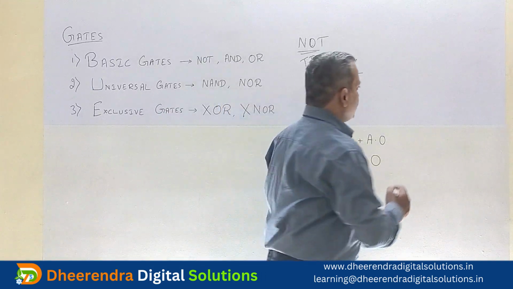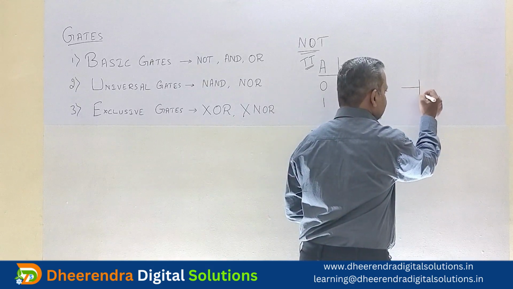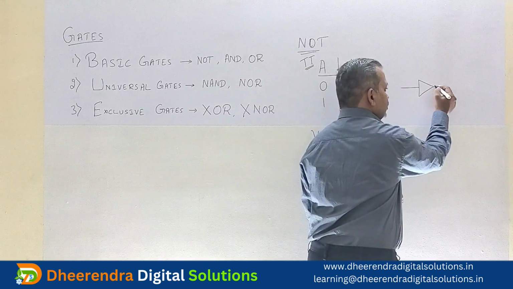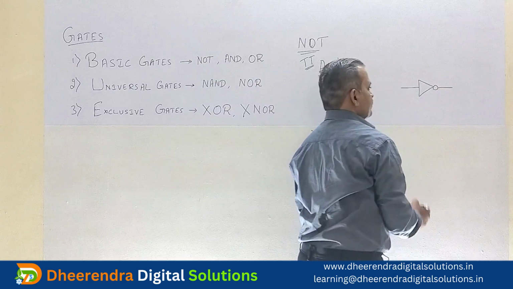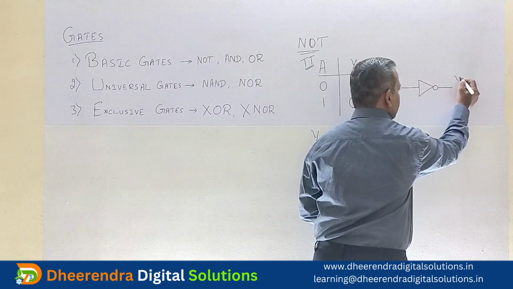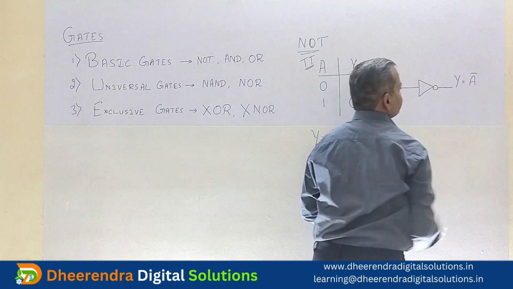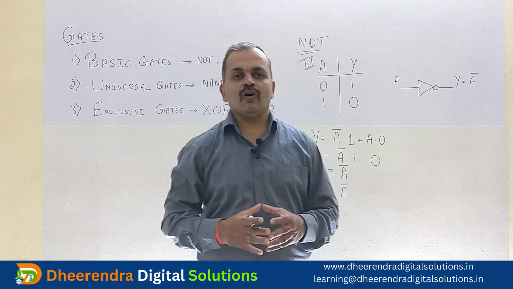Now, what is the symbol for the NOT gate? The symbol for the NOT gate is a triangle, which we call a buffer, and the NOT is represented by the bubble that we place in front. So this is your input A, this is your output Y, which is equal to A bar. So this is what your NOT gate is all about.